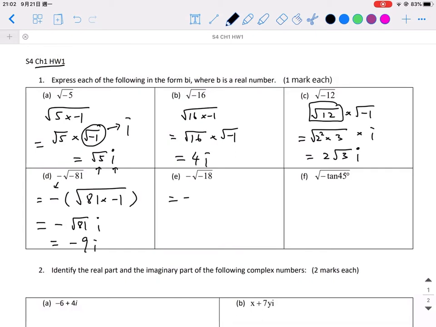And for part E, similar way, just negative, multiply 18, root 18, and multiply square root -1. Remember you need to simplify square root 18, which is equal to 3 root 2, and root -1 is i. And the final one is, you still remember tangent 45 degrees is a special angle, so which should be equal to square root -1, because tangent 45 degrees is equal to 1.